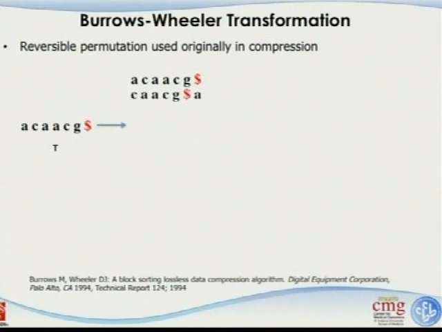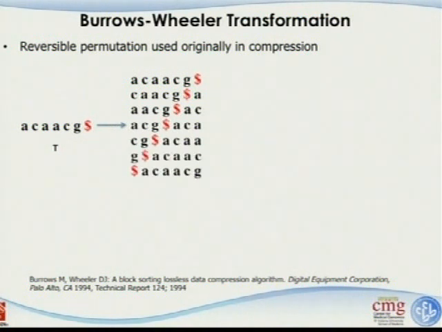Now, what you want to do is one base shift. So you can see that everything is CAACG and dollar, and this A comes to the back, all right? Do it again. Do it again. Do it again. Exactly the same letters. However, the positions of the nucleotides shift one base each time, okay?